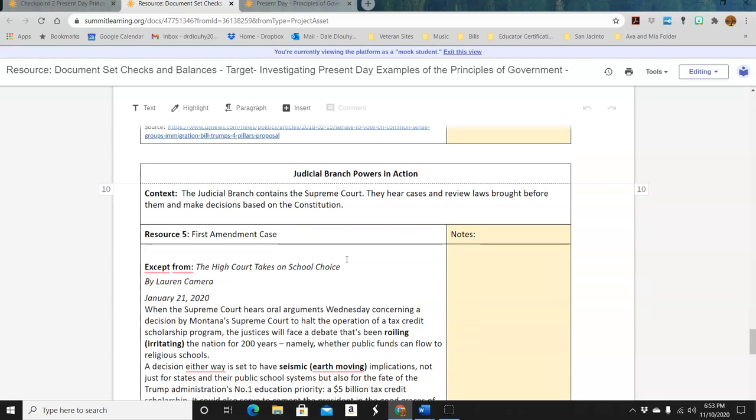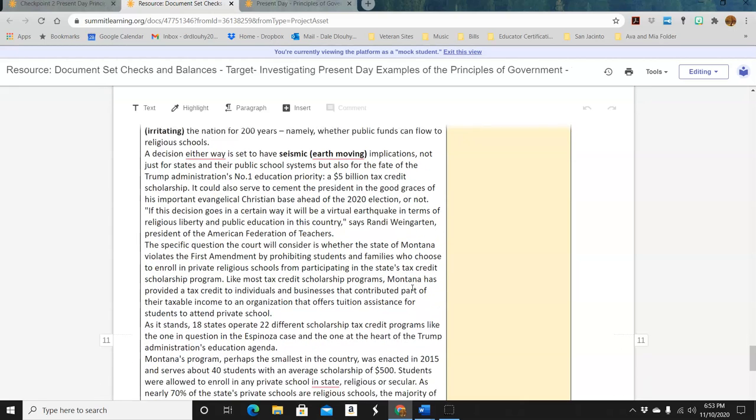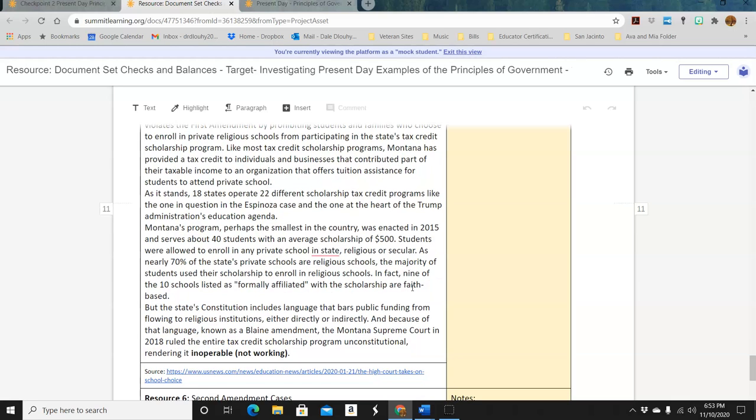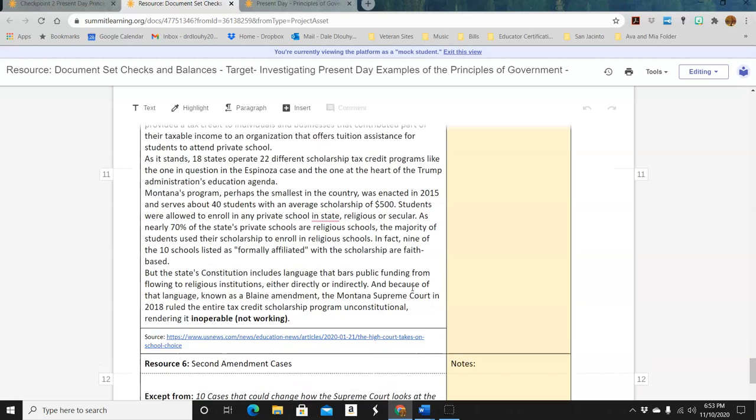And we have resource 5, a First Amendment case. The judicial branch contains the Supreme Court. They hear cases, review laws before them, and make decisions based on the Constitution. You can use this. All right, there's a lot to read there. You can read that and find a good piece of evidence to use, or you can summarize.